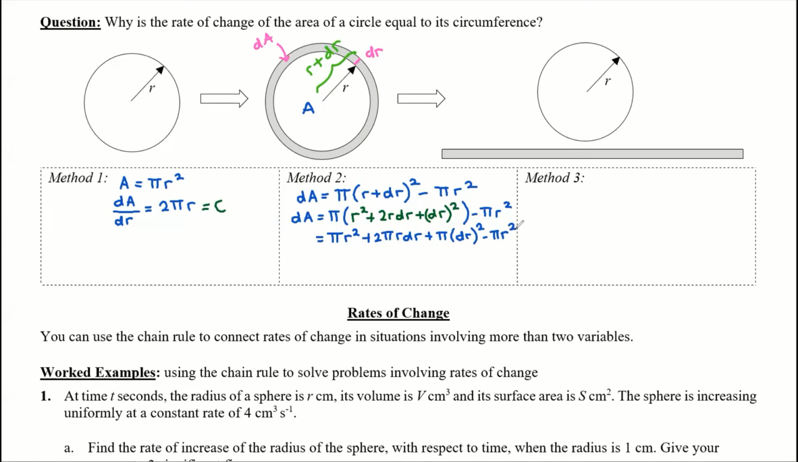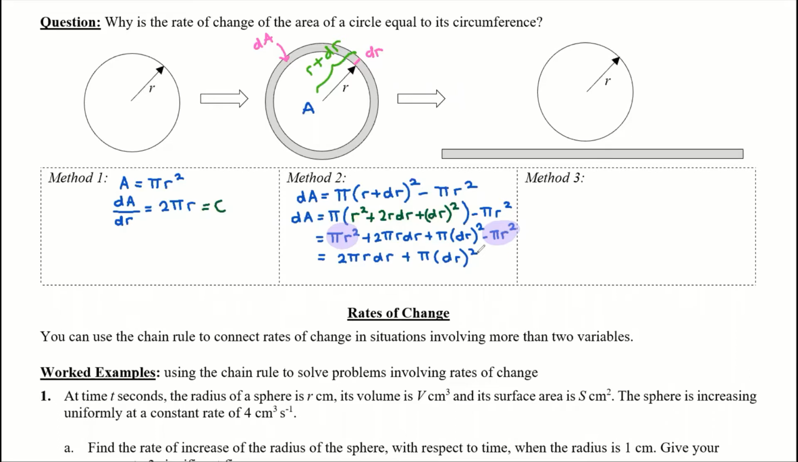Notice this is very, very reminiscent. In fact, it is differentiation from first principles. It's the same process. Notice that the pi r squareds are now going to cancel here and here. That's why you lose that power of r when you differentiate, or that power of x. So what is the dA equal to? This is simply going to be 2 pi r dr plus pi dr all squared.